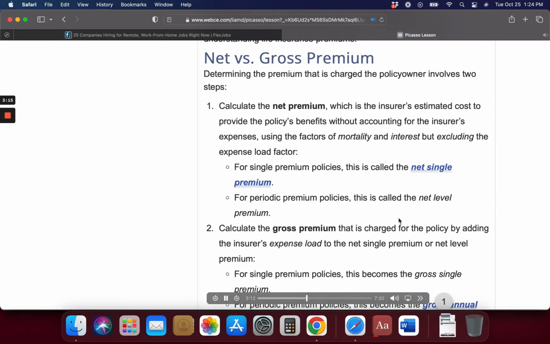Net versus gross premium. Determining the premium that is charged the policy owner involves two steps. Calculate the net premium, which is the insurer's estimated cost to provide the policy's benefits without accounting for the insurer's expenses, using the factors of mortality and interest but excluding the expense load factor. For single premium policies, this is called the net single premium. For periodic premium policies, this is called the net level premium.